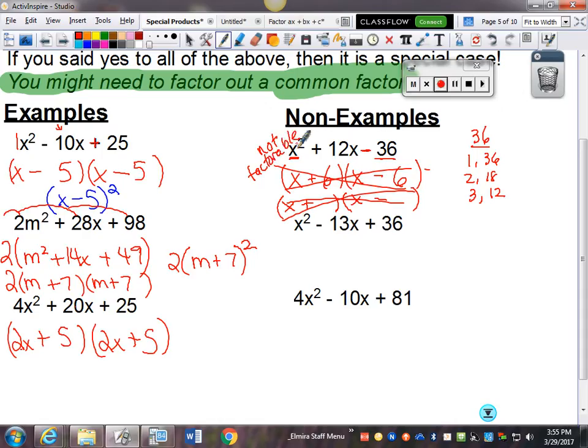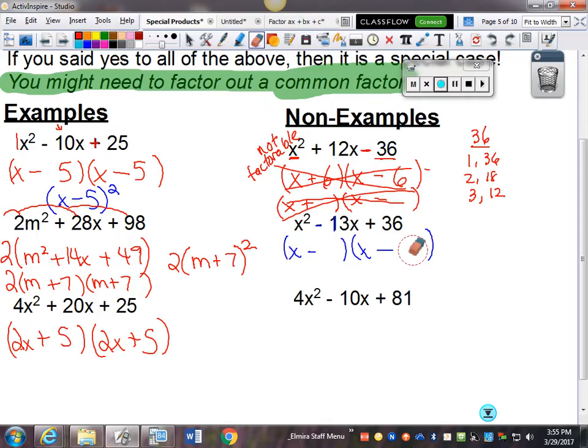Okay? Our second non-example. All right, looks like it's going to work. It looks better than the other one. Let's see, I've got a plus sign here, so minus 6 and minus 6. Oh, but minus 6 and minus 6 make a minus 12, and I got minus 13. Shucks. So it's not a special case.